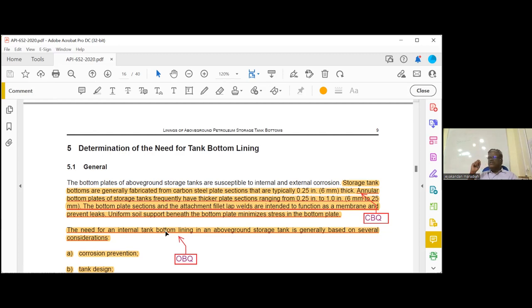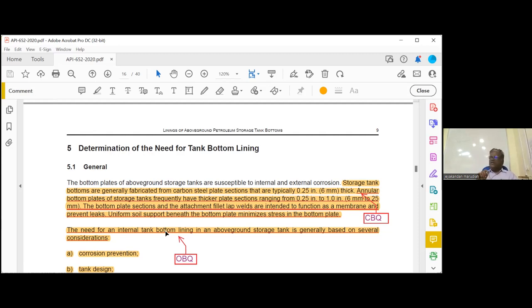But if the calculated value comes out less than 0.1 inch, you have many options. One option: repair the tank bottom. Another option: replace the tank bottom. Another option is to go for lining. Or one more option is to go for cathodic protection. When you go for cathodic protection, the bottom side corrosion rate will be 0. If you go for lining, the top side corrosion will be 0.